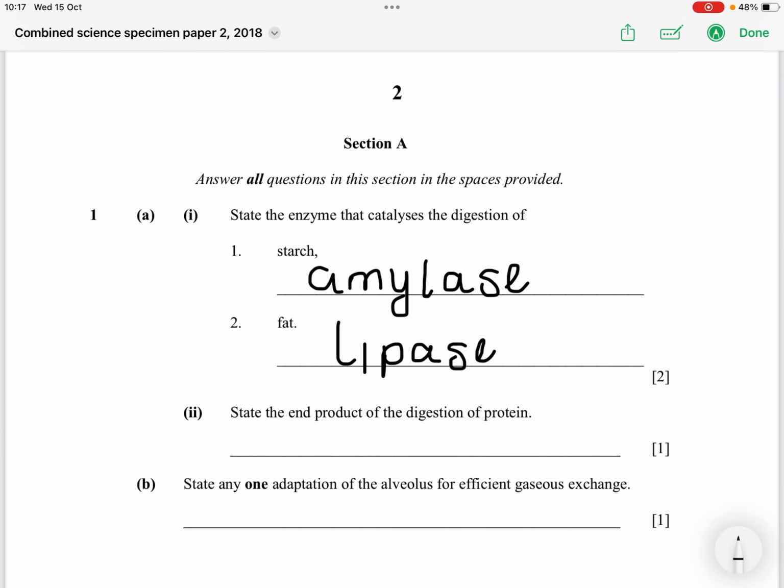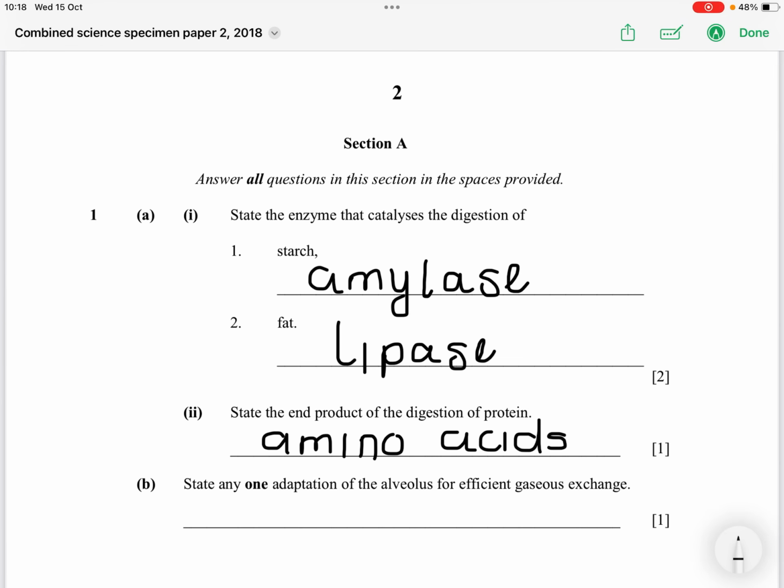And then on part 2, state the end product of the digestion of proteins. So the correct answer is the amino acids. When we break down the proteins, we are going to get amino acids, and we use the trypsin and pepsin. These are enzymes that break down the proteins into amino acids.